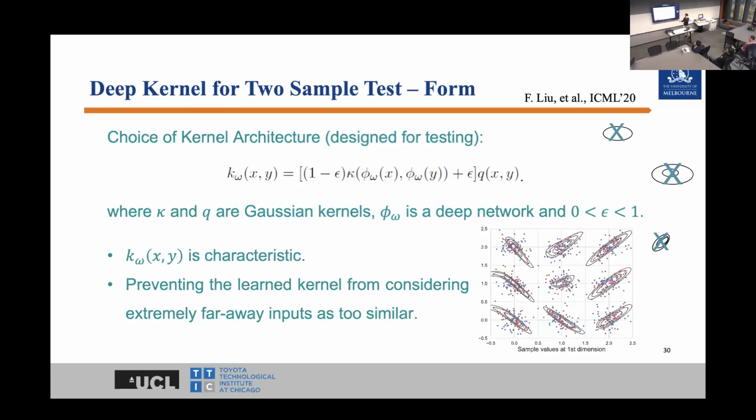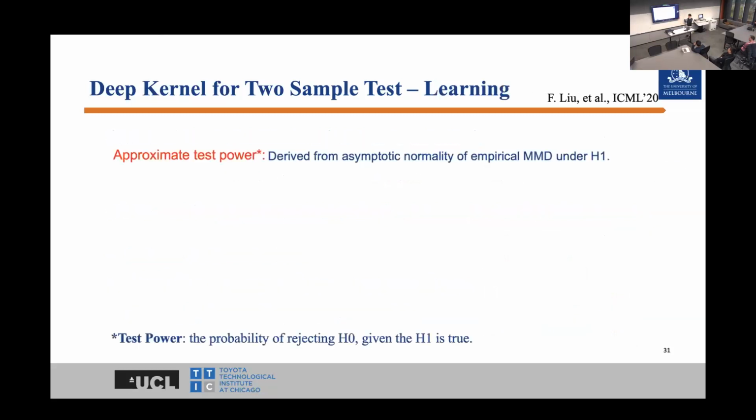Now we have introduced our kernel architecture. The next thing is how to learn it. What kind of objective do we need to consider? Here we will use the approximate test power of MMD as the objective to help us optimize the parameters in our deep kernel. First, let's look at the test power, because it's a test power under H1. H1 means that P and Q are different.